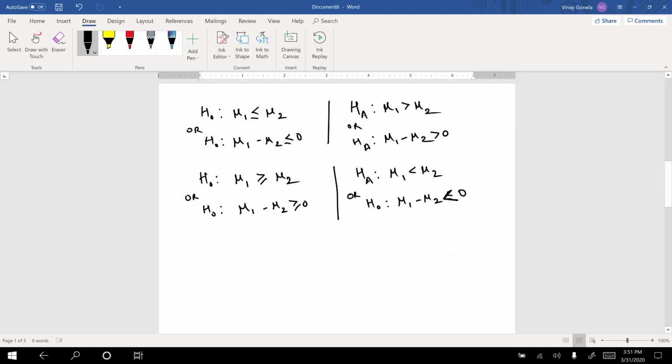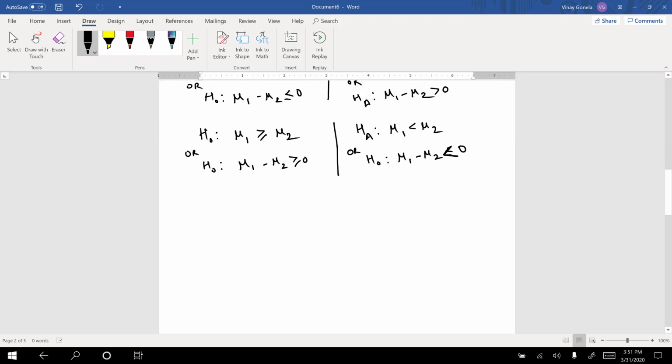So let's do the second step of our hypothesis testing, which is to compare the test statistic with the critical value.